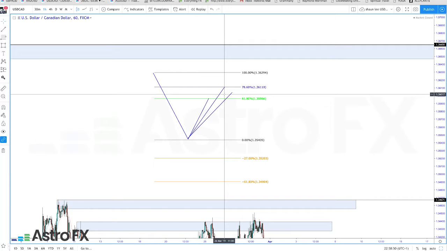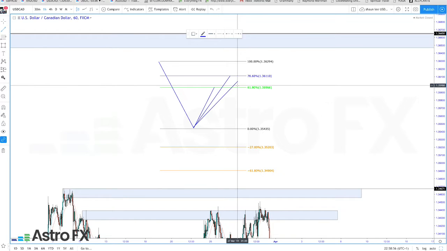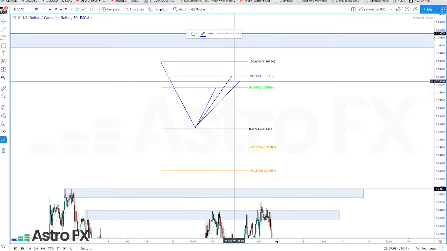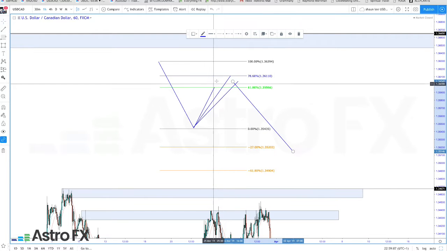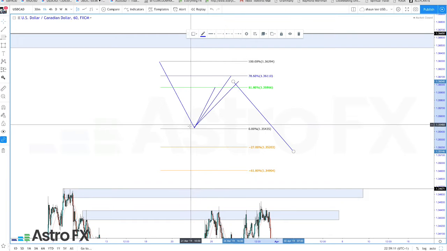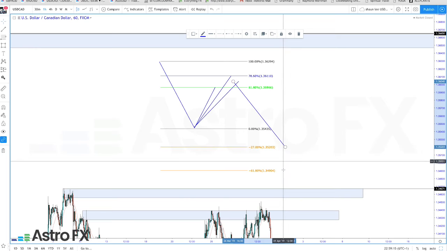Now, with that being said, what we're then looking for, by taking the market bias from monthly, weekly, daily, primarily weekly and daily, is a rebound from 61, 78, or anywhere in between, to come back and take out the previous low at 0 and head to the two target points.